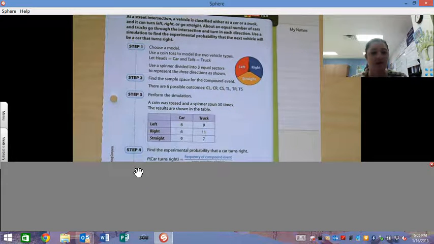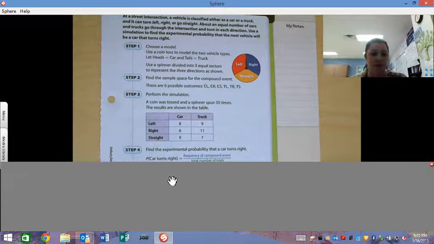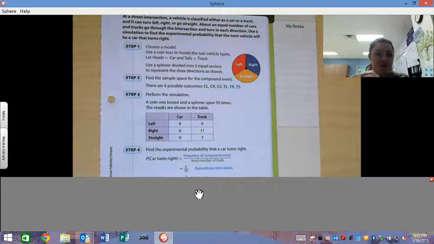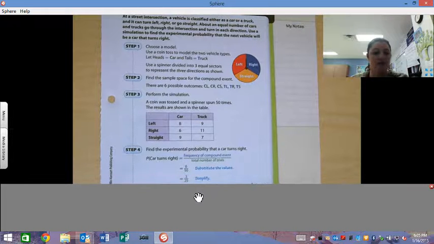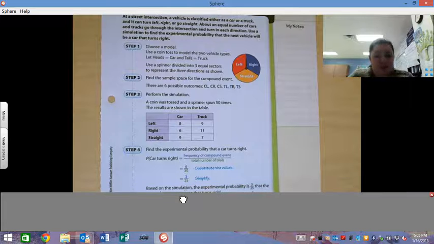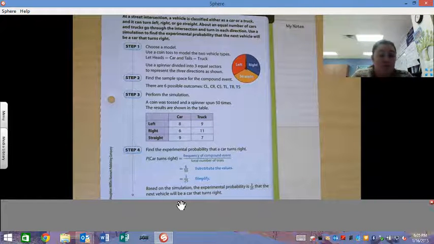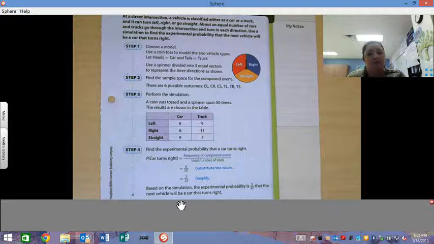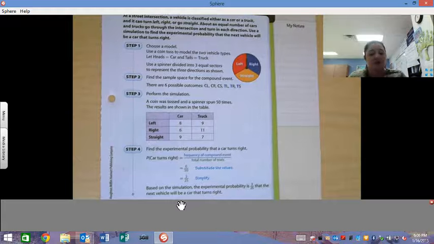Now we can find the experimental probability that a car turns right. So a car turning right, we have 6 out of 50 total cars. It is going to be 3 out of 25 as a fraction. Remember, you could turn this to a percent. Percent means out of 100. So if we multiply the bottom by 4, we multiply the top by 4. So 25 times 4 is 100. 3 times 4 would be 12. This would be 12% if it asks you for percent in one of your questions.